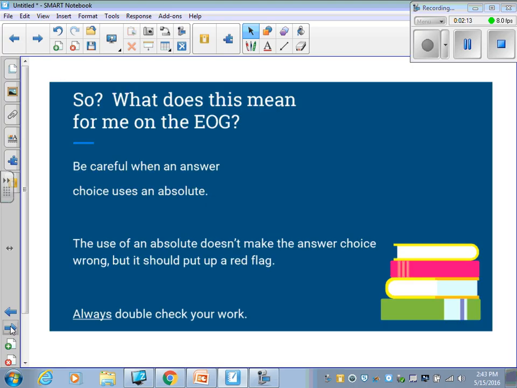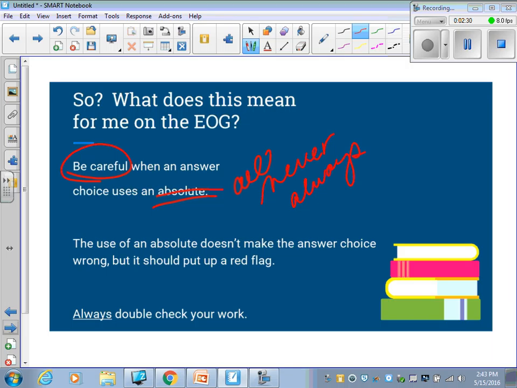So what does this mean for me on the EOGs? It really means that you need to be careful when you have an answer choice with an absolute. Again, if you want to go back and look at all, never, everyone, always, these are examples of absolutes, and you have to be careful when you have one of those. The use of an absolute doesn't necessarily make the answer choice wrong, but it should put up a red flag and say, hey, am I sure? So make sure you are 100% sure that this is the answer.